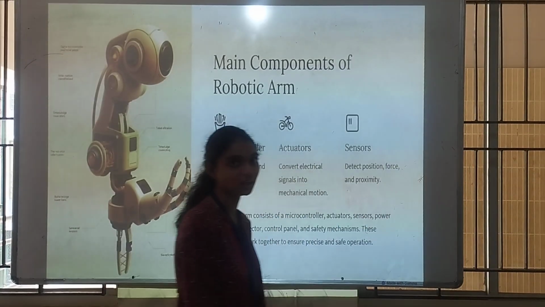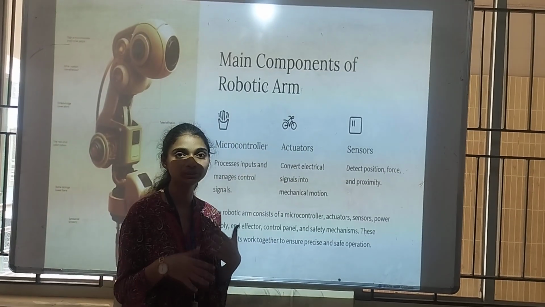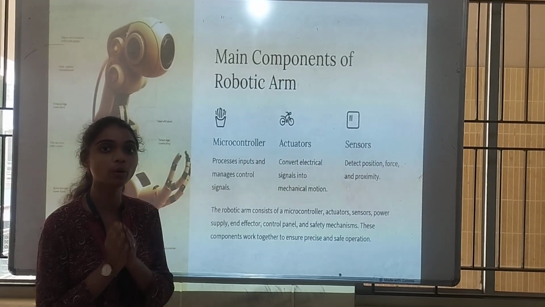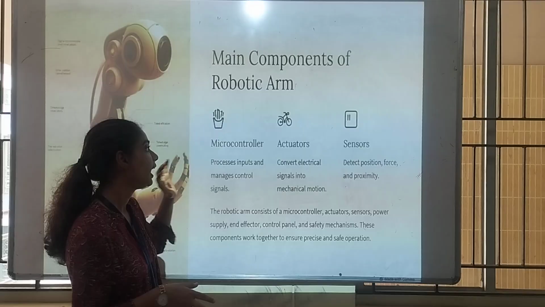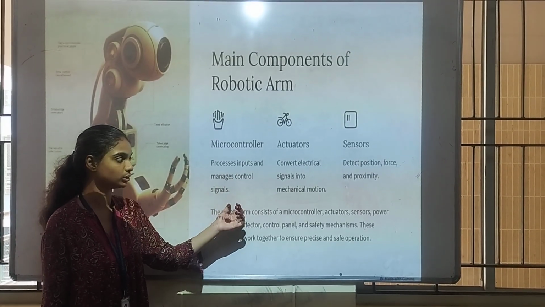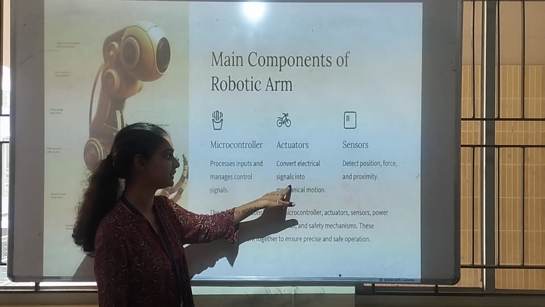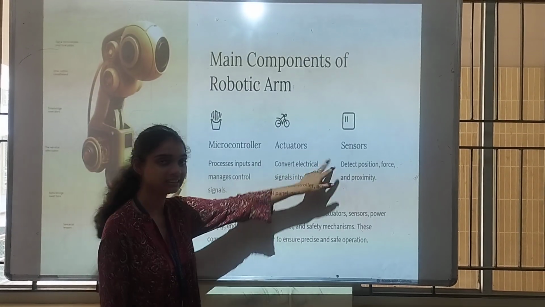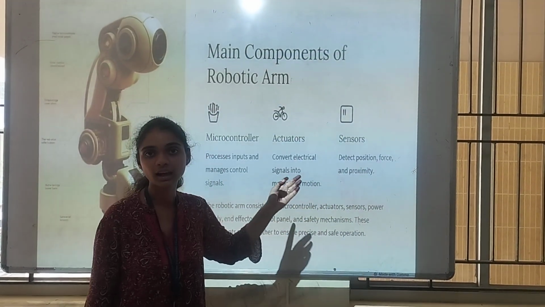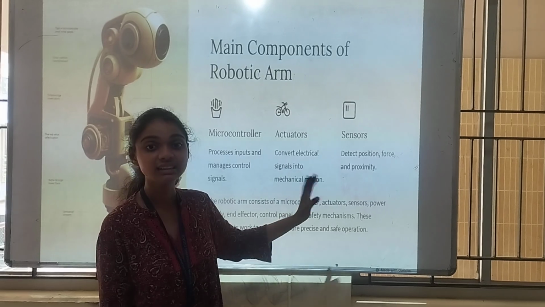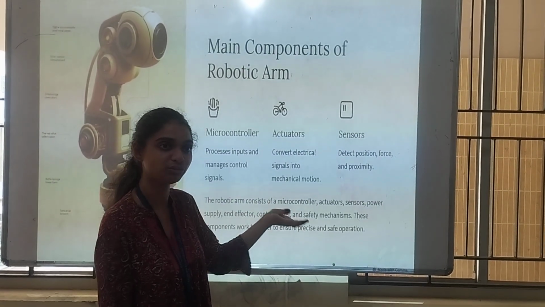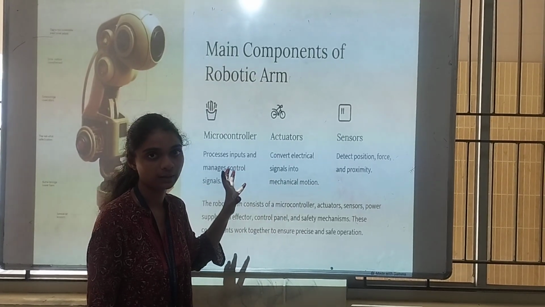The main components of a robotic arm are the microcontroller, sensors, and actuators. These are the main components that work behind the robotic arm. The microcontroller processes input and manages the control system. Actuators convert electrical signals into mechanical motion. And sensors detect force and proximity. Here we have force sensors, IR sensors, and ultrasonic sensors. These sensors are used to produce precise and confirmed distance and pressure readings.